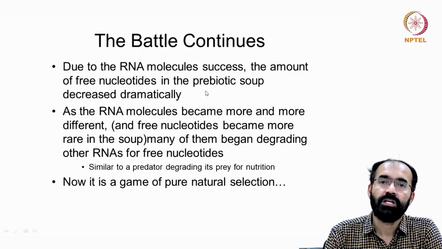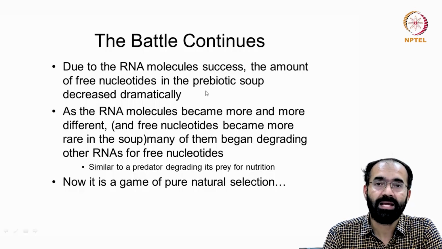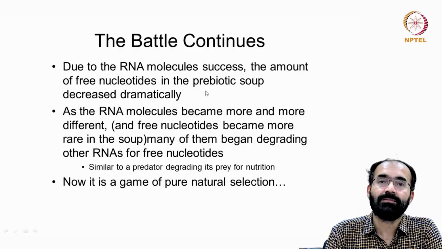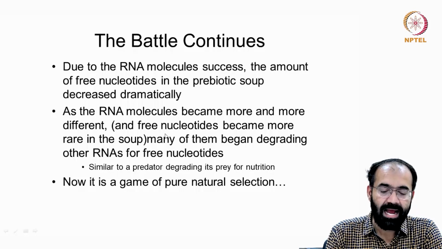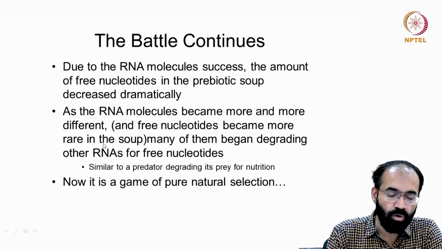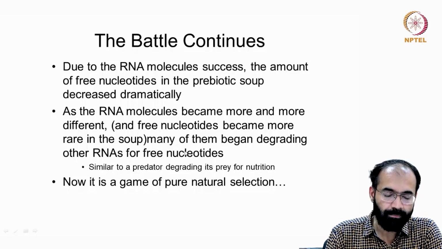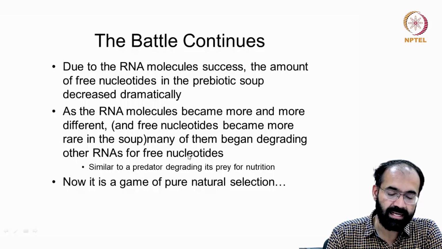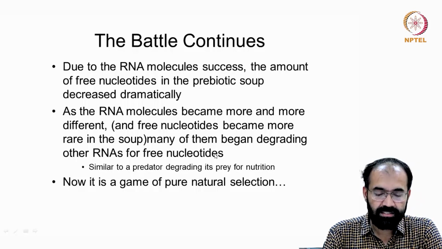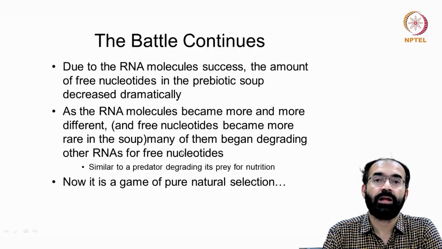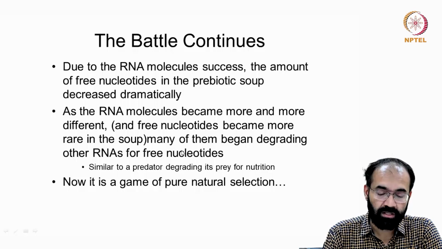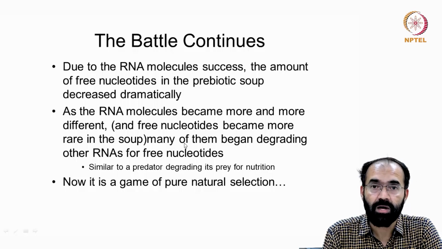The more nucleotides are being utilized to form the RNA, the more scarce the nucleotides became. As the RNA molecules became more and more different and free nucleotides became rarer in the soup, many of them began degrading other RNAs to get the free nucleotides. It's just like, if I have enough food to eat, I don't bother others. But if I don't get enough food to eat, I will catch hold of another organism and eat, whether it's a plant or an animal. If I have enough food, I don't bother. The same logic applies when it comes to RNA molecules.